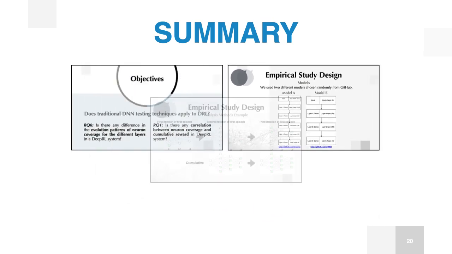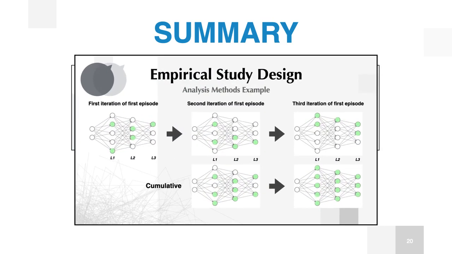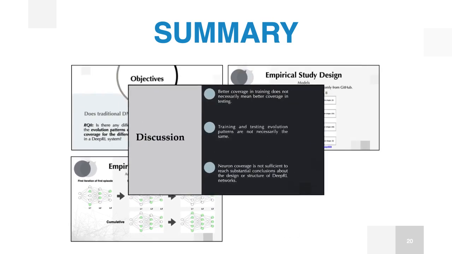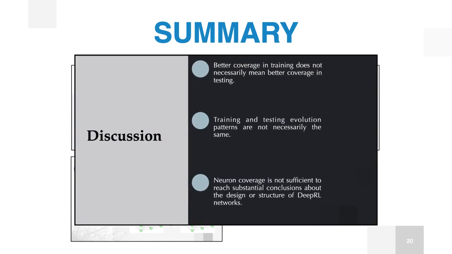We also define these four metrics based on neuron coverage and cumulative neuron coverage, which have network and layer levels. And finally, we obtain some important insights, like better coverage in training does not necessarily mean better coverage in testing. Also, that the evolution patterns are not the same between training and testing. And because we cannot find any correlation between coverage and reward, we think that neuron coverage is not a sufficient metric to reach substantial conclusions about DRL networks.